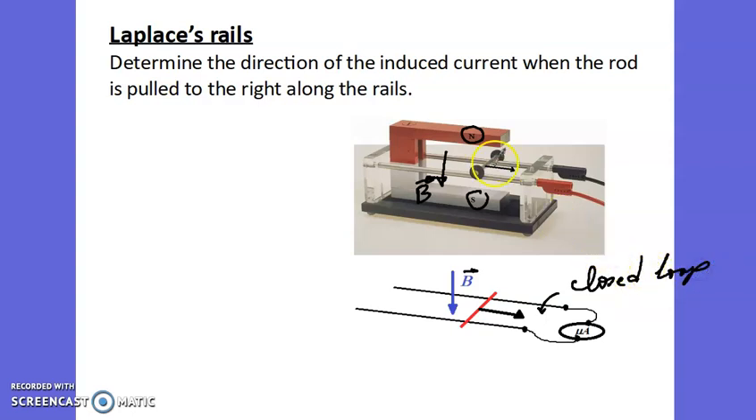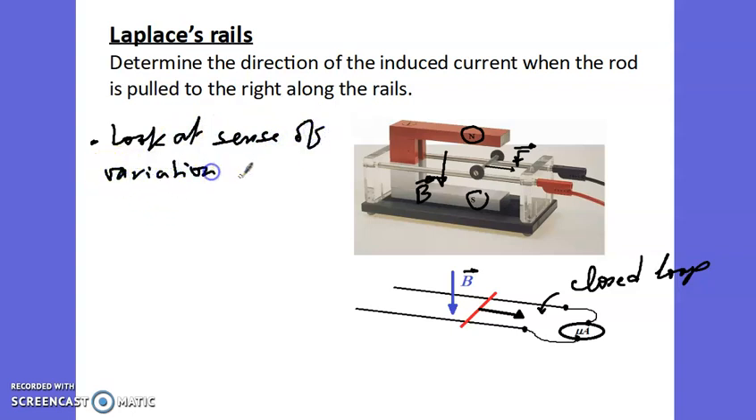Now we move this wire by applying on it, say, a force F. We want to find the sense of the induced current. Step 1, we look at the sense of variation of magnetic flux. How does it vary?